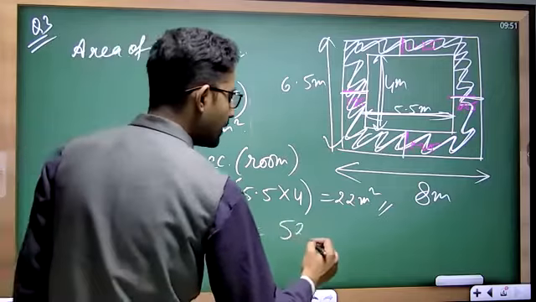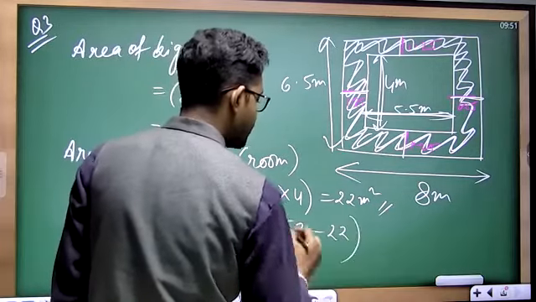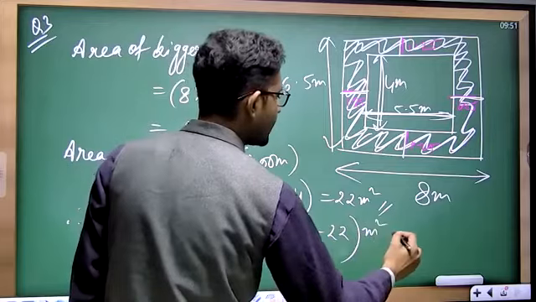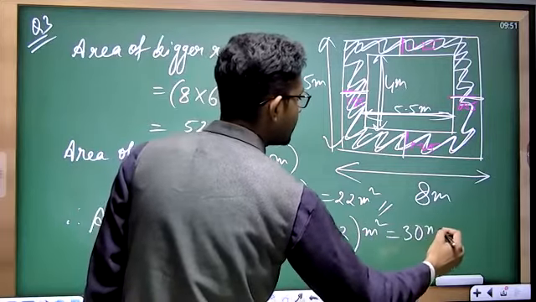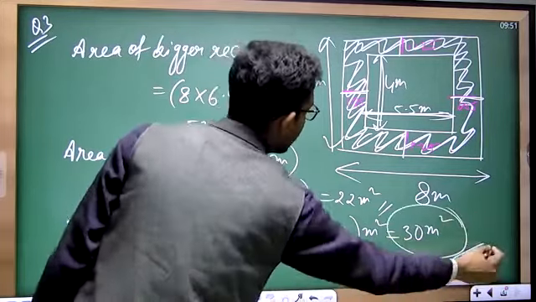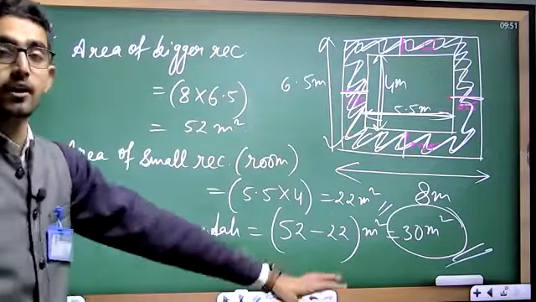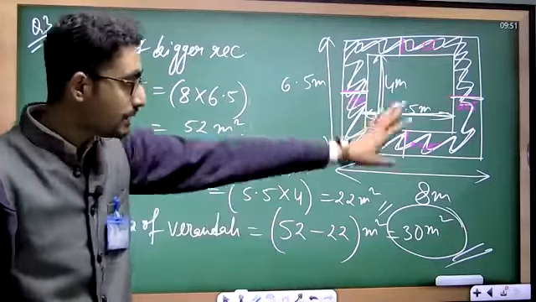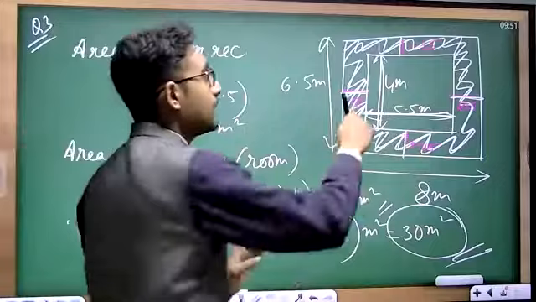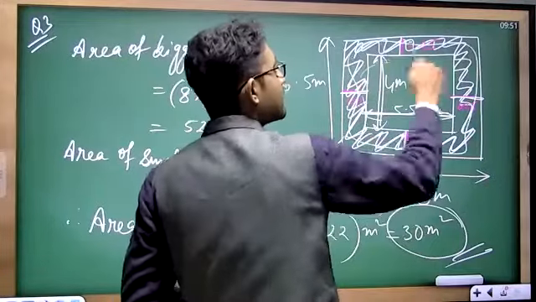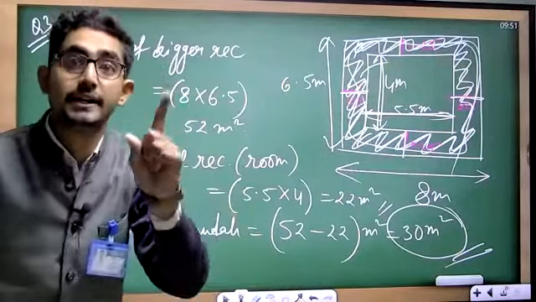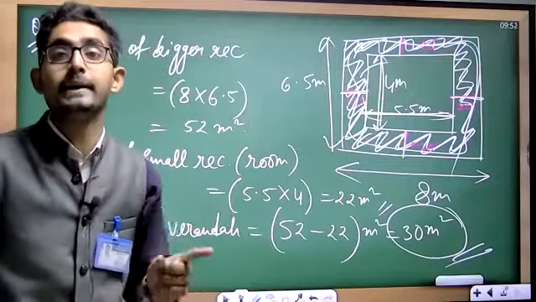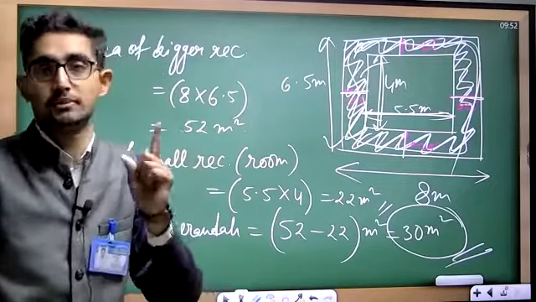52 minus 22 meter square, we can say 30 meter square. This is the area of veranda. Now this area of the veranda, we will multiply by 15, because the question says the cost per meter square is 15 rupees.